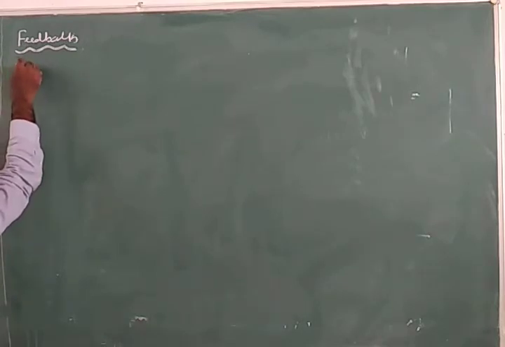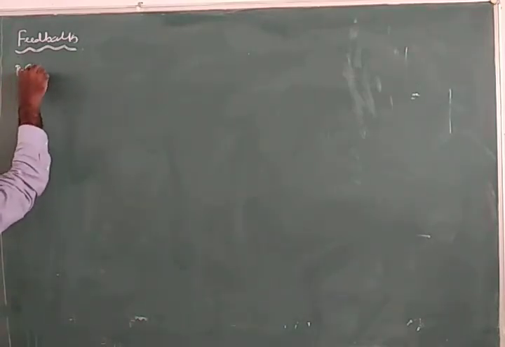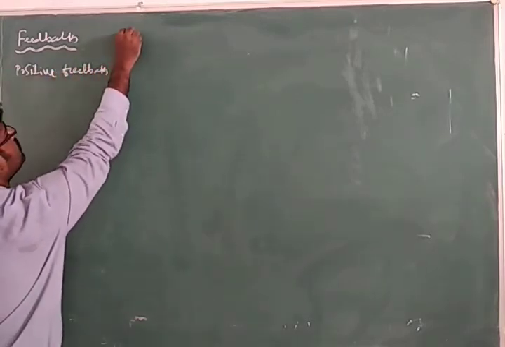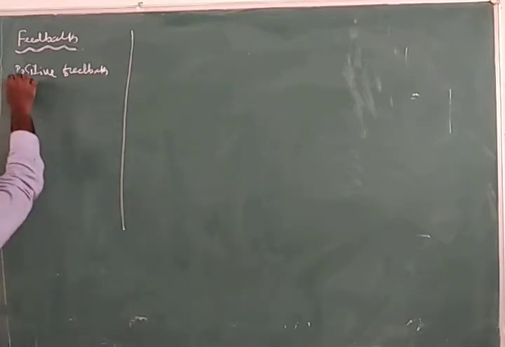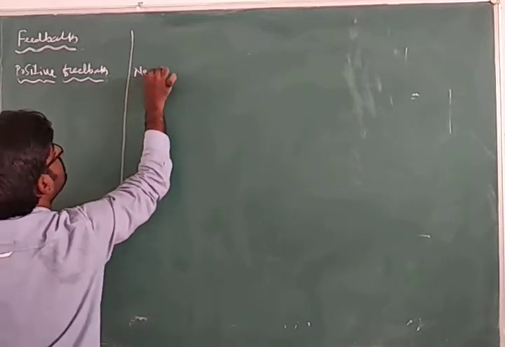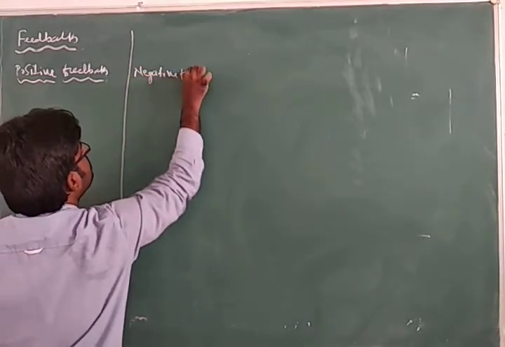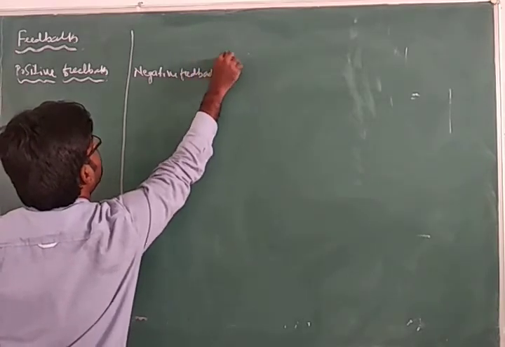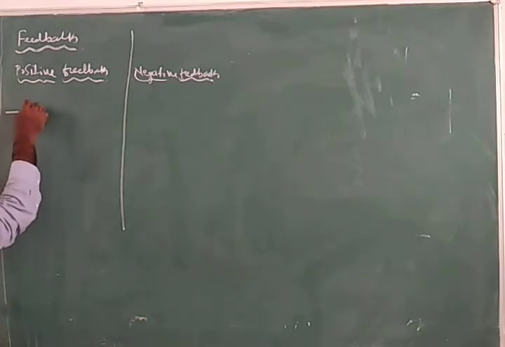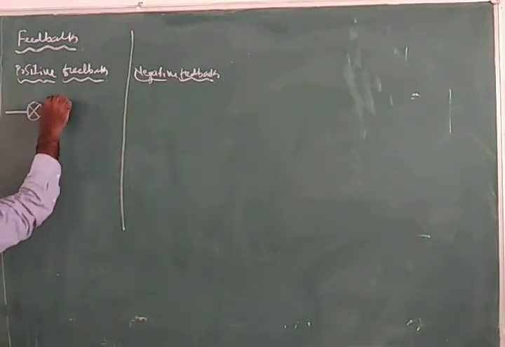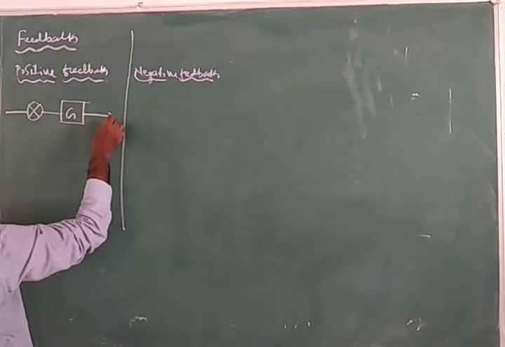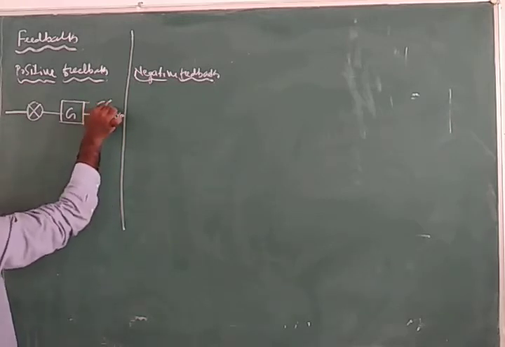So positive feedback, negative feedback. I am just writing the representation. As you know, input is given to the error detector, and across this is nothing but gain, and here we will be getting output. Output is represented with C of S.